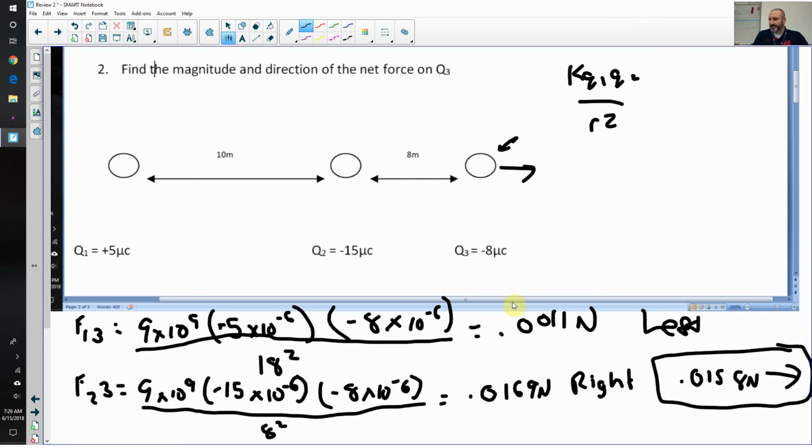I hope that makes sense, and I'm sorry that the answer sheet's a little wonky, but that's what it should be. Negative and negative will feel a repulsion, negative and positive will feel an attraction, but the repulsion is much bigger than the attraction, so we're going to end up with this thing going to the right.